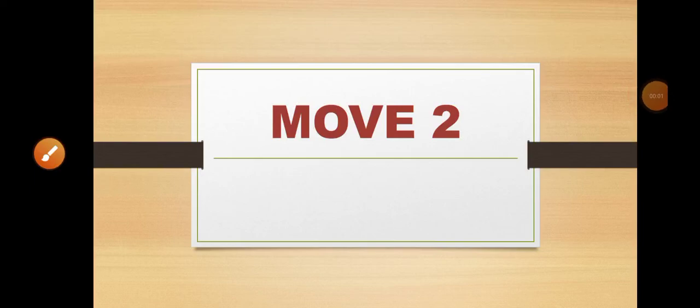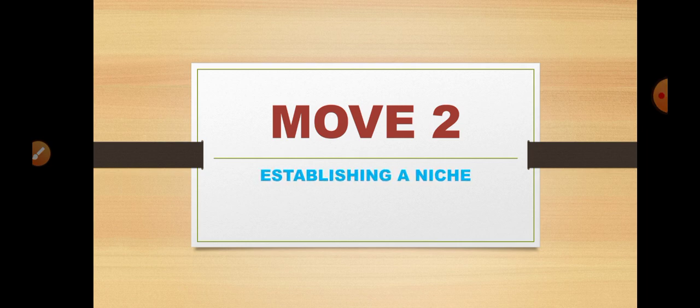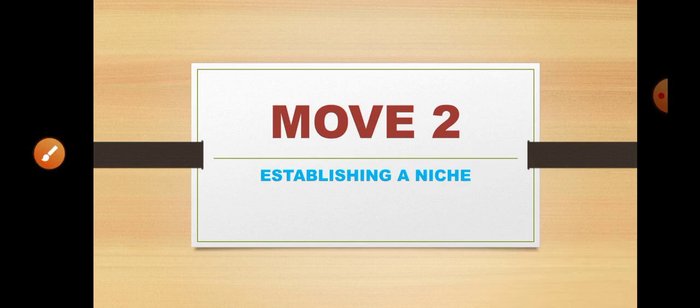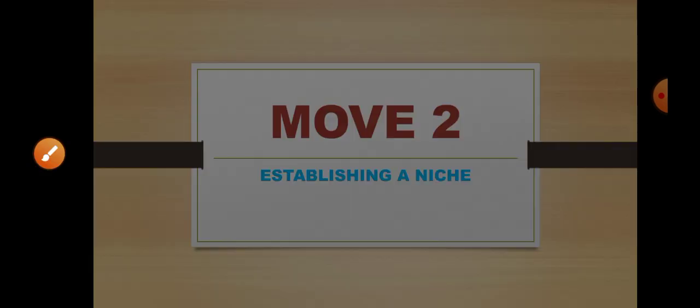Now that you have learned how to write the first move of your research introduction, let us proceed to how you can write the second move, known as establishing a niche. Before we proceed with the steps on how to write Move 2, the second paragraph of your research introduction, let us first define what we mean by niche.